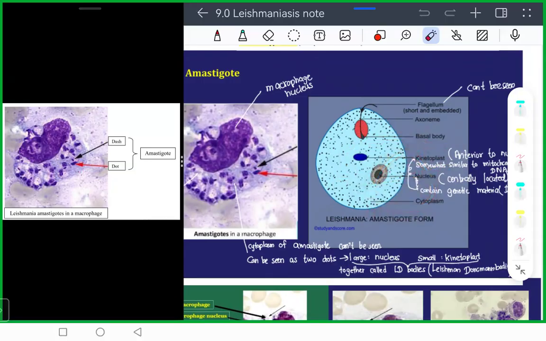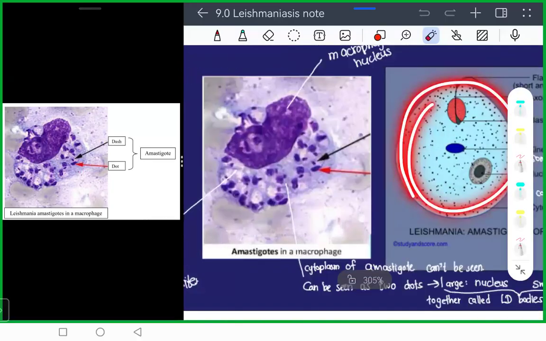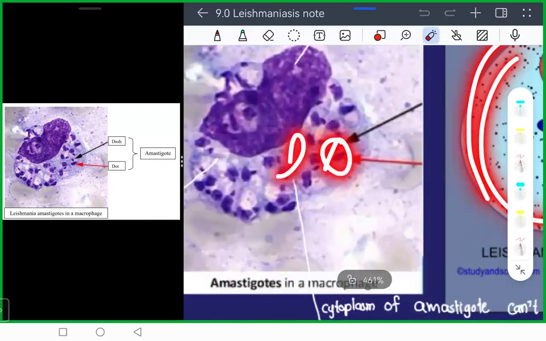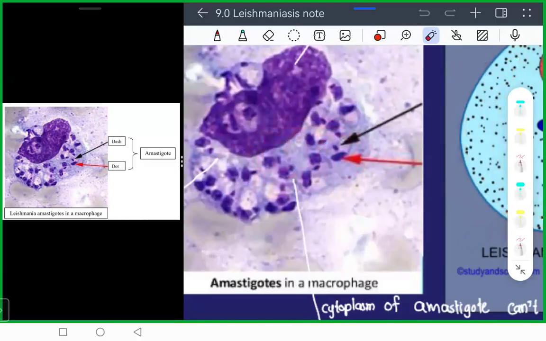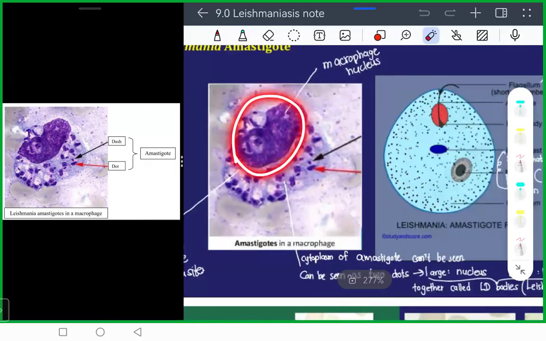These structures are seen inside the macrophages. This structure is the Leishmania amastigote, and there are a lot of amastigotes inside one macrophage cytoplasm, and this large structure is the nucleus of the macrophage.